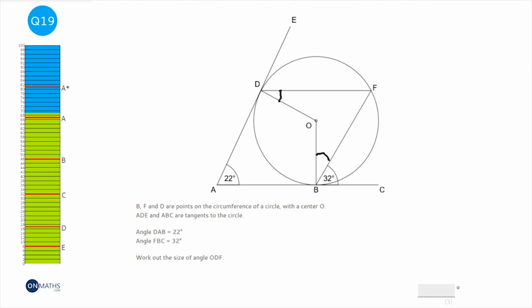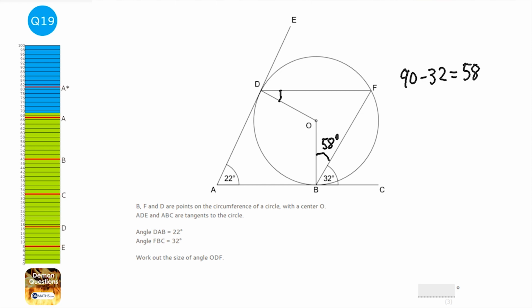This one I know is going to be 90 take away 32, because I know that the angle between the radius and a tangent is 90 degrees. So when I work that out, that's 58. So I know that's 58 degrees.